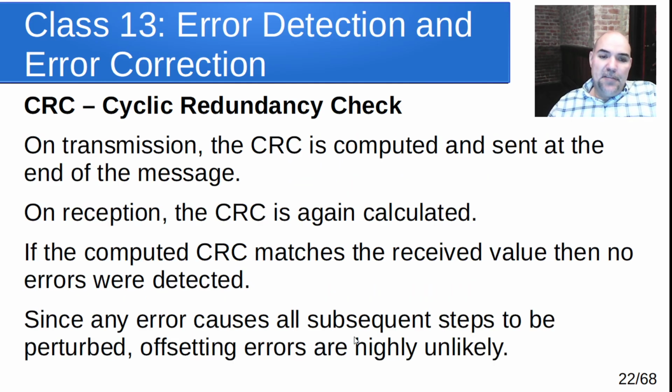Now, the idea is the same as with a checksum, meaning that you send the value, that same value is received. You calculate it again on reception. If the one you calculated on the receiver matches the one that you received from the transmitter, then you're pretty sure that there are no errors. And one of the cool things about this being cyclic in nature is any error that happens at any stage in the process will perturb or disrupt all subsequent steps.